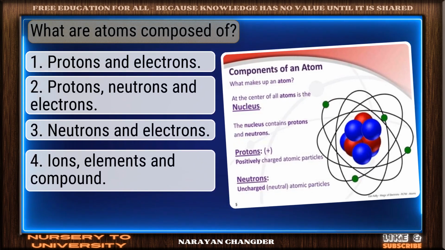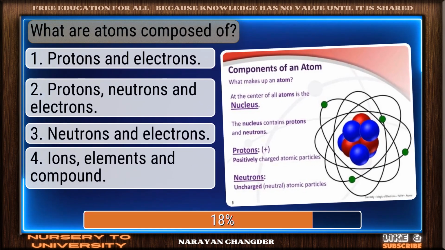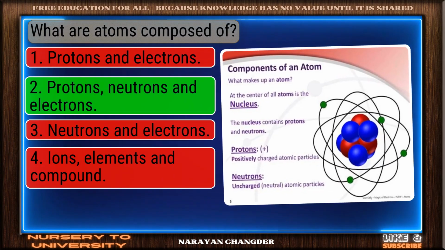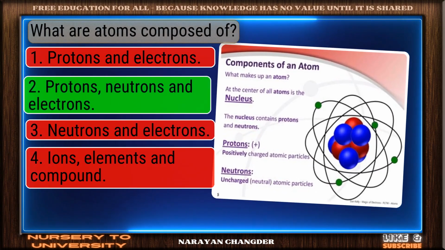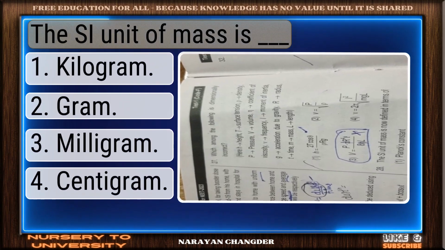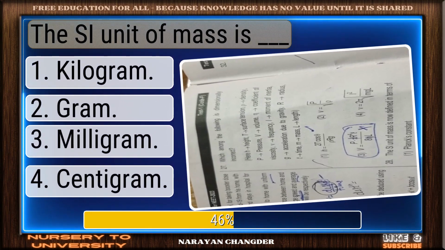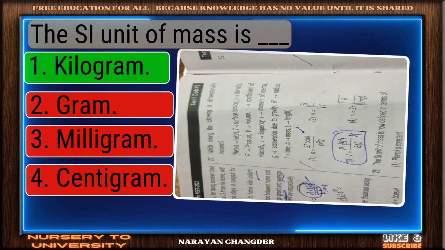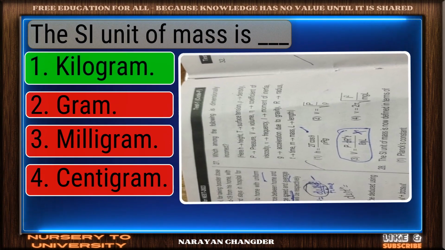Question number 273. What are atoms composed of? Well picked. Protons, neutrons, and electrons is the correct answer. Question number 274. The SI unit of mass is dash. Great thinking. Kilogram is the right choice.